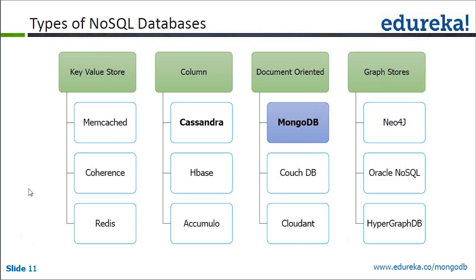I mean, due to the lack of time, we won't be able to discuss all different types of NoSQL databases. But what I can do is show you the major 4 categories. Okay, so these are the major 4 categories based on which all the NoSQL databases are divided. So there is something called key value store, columnar database, document oriented database, and graph store. So MongoDB falls under document oriented database.